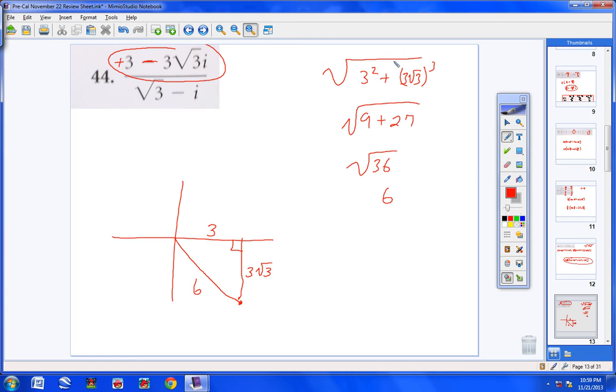I am going fast on these now, but students, we should know how to square this, okay? When you square 3, you get a 9, and when you square a square root of 3, you get a 3, and 9 times 3 is 27, okay? And then go from there and finish it.